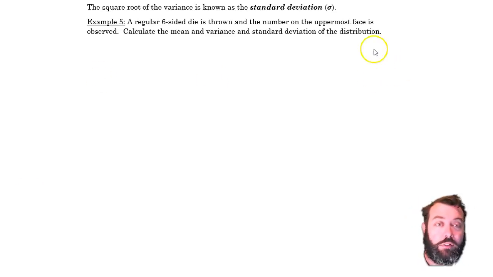So here's an example. Watch out, this gets a bit wild. A regular six-sided die is thrown, and the number on the uppermost face is observed, right? We just look at the number on the top. Now, I'm asked here to calculate the mean and variance and standard deviation of this distribution. This really is a summary of this whole chapter, right? These are the three main things that we need to do. Calculate the mean, also called the expected value. The variance, that's not called anything else, just the variance. And the standard deviation, regularly abbreviated with this lowercase sigma.